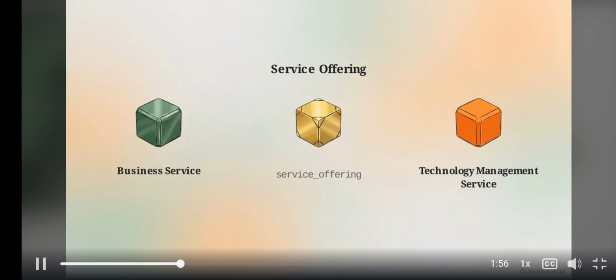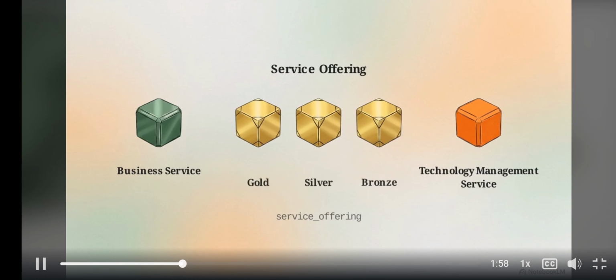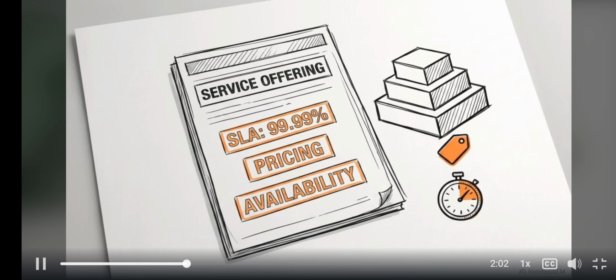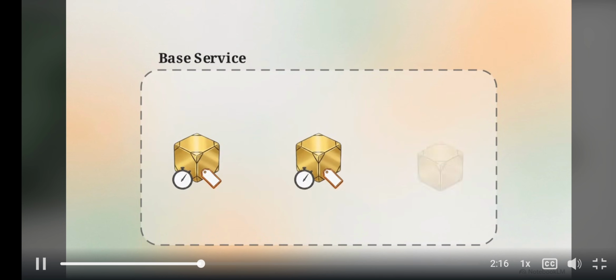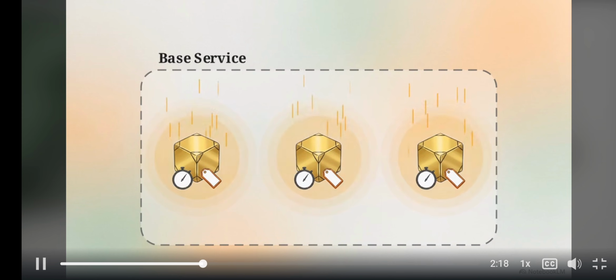CSDM defines the service offering as the stratification of a service into specific tiers. All actionable commitments, SLAs, pricing, availability, and subscriptions live exclusively on the offering, never on the base service CI. A base service is merely a conceptual wrapper. The offering is the requestable, SLA-bearing instantiation that actually drives platform metrics.